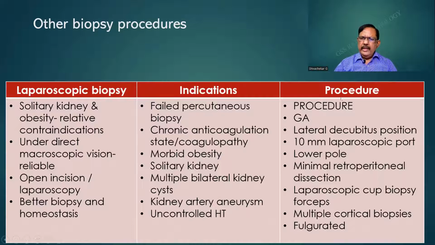And what is the procedure like? Done under general anesthesia, decubitus position, 10 millimeter laparoscopic port. And it is done in the lower pole, minimal retroperitoneal dissection should be there. Laparoscopic cup is used for biopsy and the forceps. And multiple cortical biopsy should be done. There should not be any fulguration, meaning damaging. It should not be there. So these are, under the other biopsy, I am seeing the laparoscopy. First is the needle biopsy.